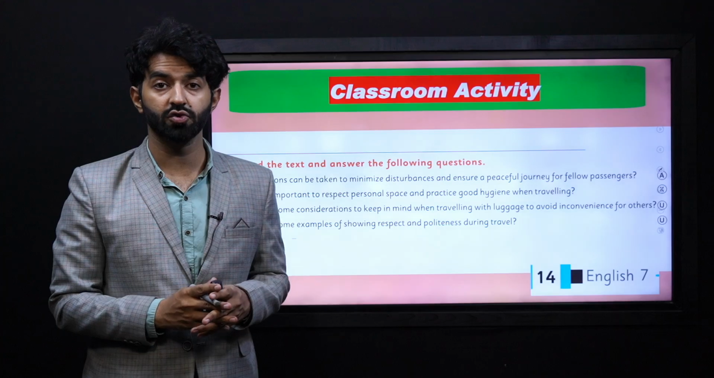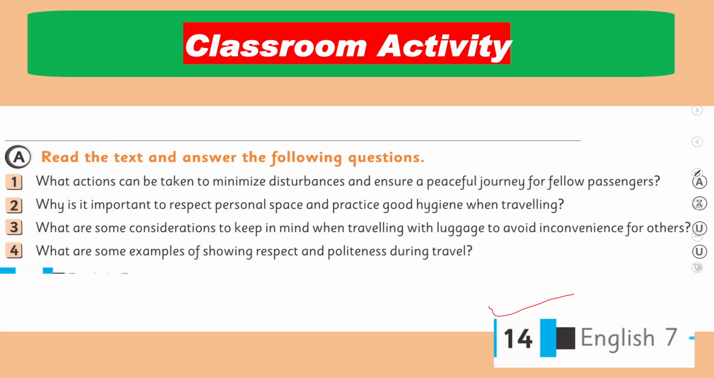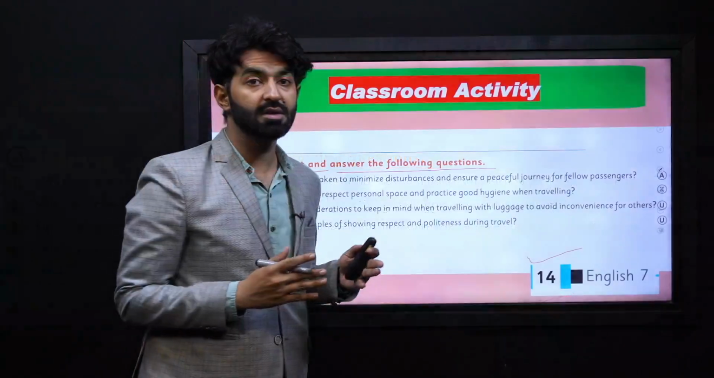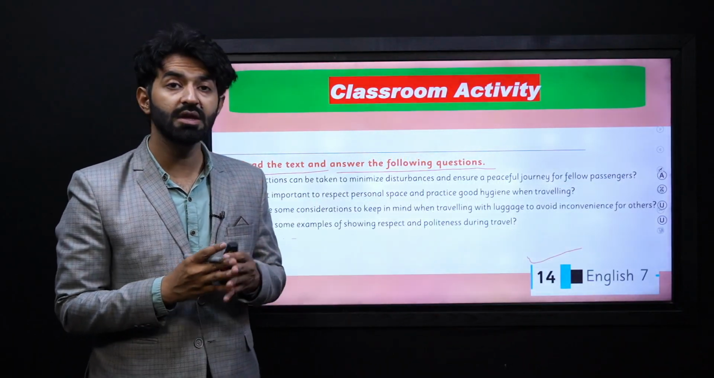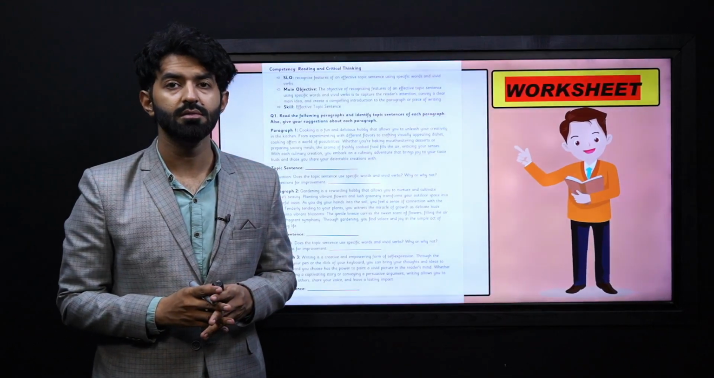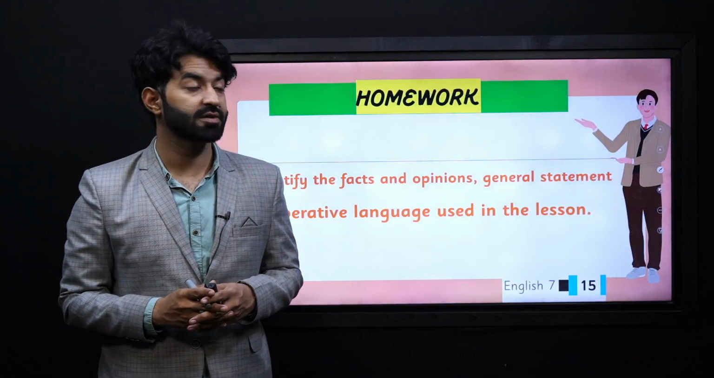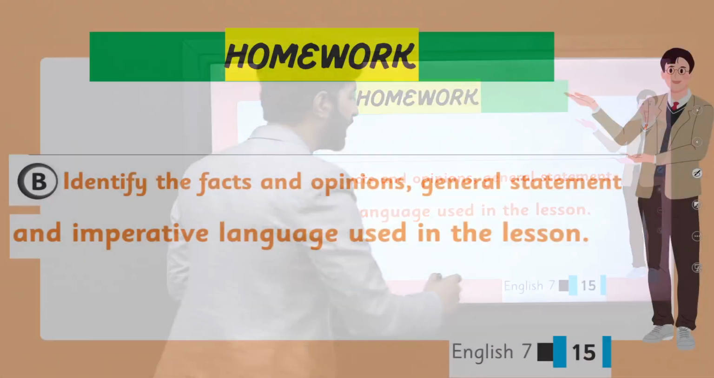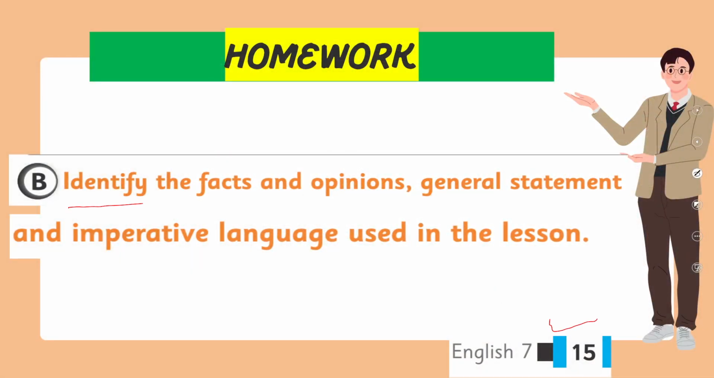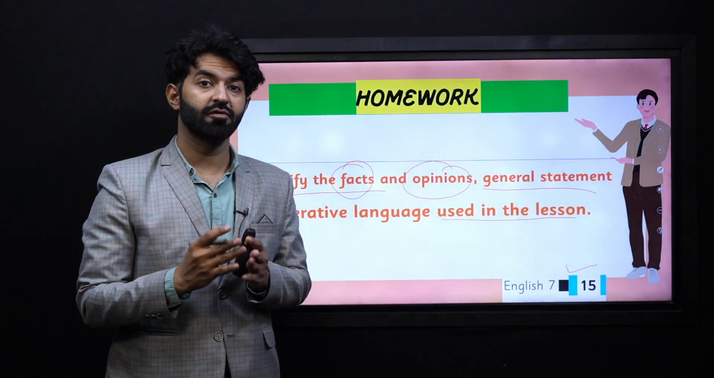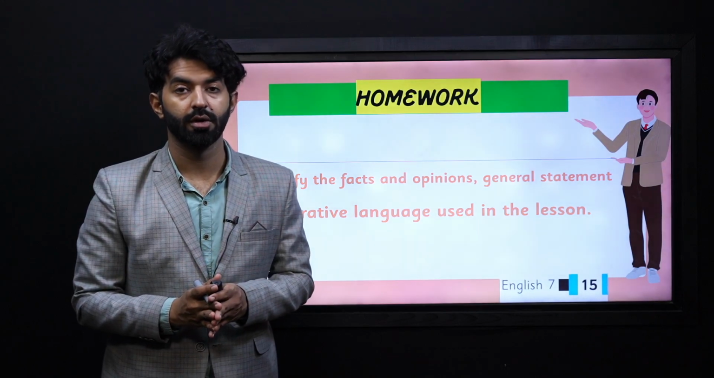Let's talk about our classroom activity on page number 14. You have to read the text and answer the following questions. Now that we have read the text together, you can easily answer these questions by yourself. Here is your worksheet to practice and learn more about facts and opinions. The homework is on page 15 from your book. Identify the facts and opinions, journal statement, and imperative language used in the lesson. Now, you will read the lesson again and find out all these things for your homework.